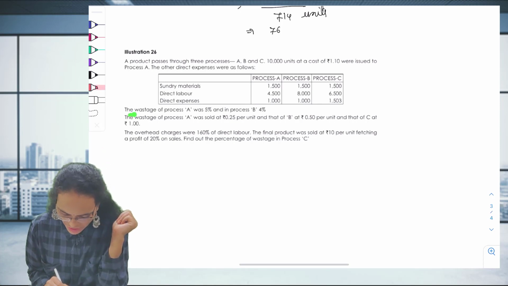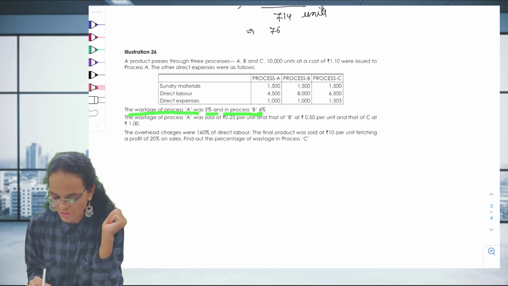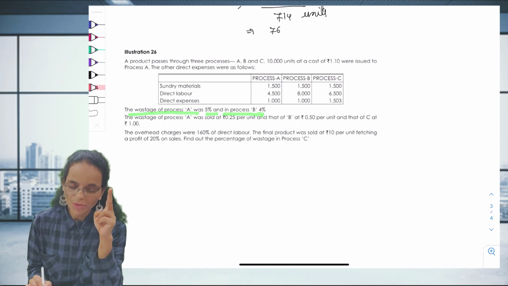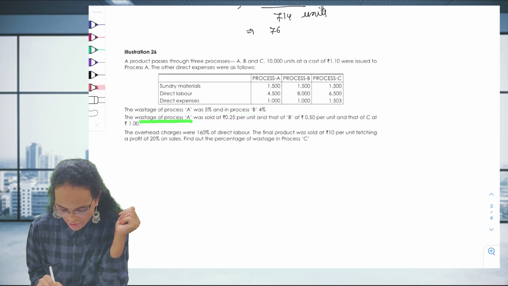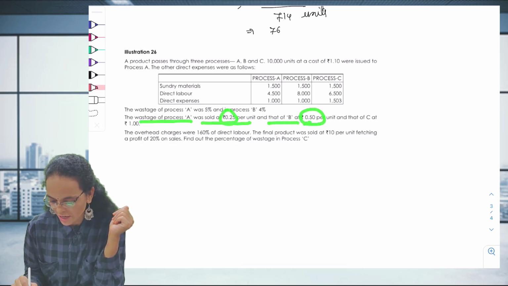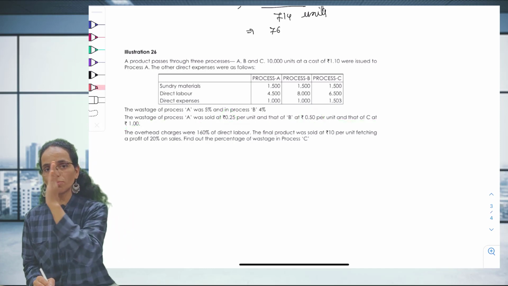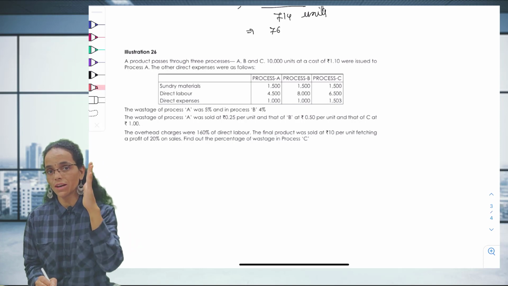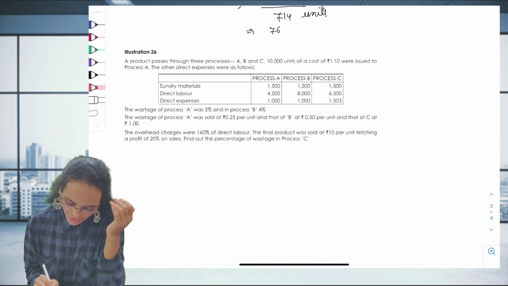Next, wastage of process A was 5% and in process B 4%. Wastage means normal loss. Next, the wastage of process A was sold at this paisa per unit, and wastage of B at this, and wastage of C at this. It means the scrap value in each process is given, the cost at which we are selling the scrap is also given.